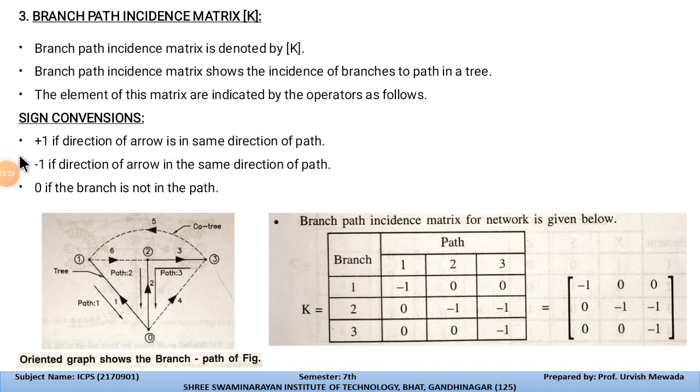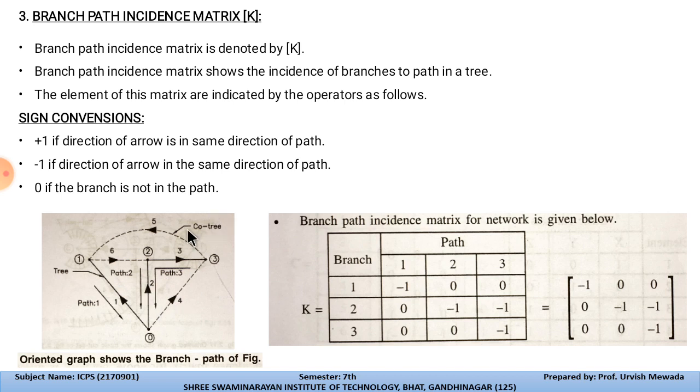If plus 1 is taken, the arrow is in the same direction as the path. Suppose this is the path shown over here, and this one is in the opposite direction. So when we take plus 1, it means the direction of the arrow and the operator are both in the same direction, and otherwise we will take minus 1, and 0 if the branch is not in the path. So let's solve it, so that it will become more clear to you.